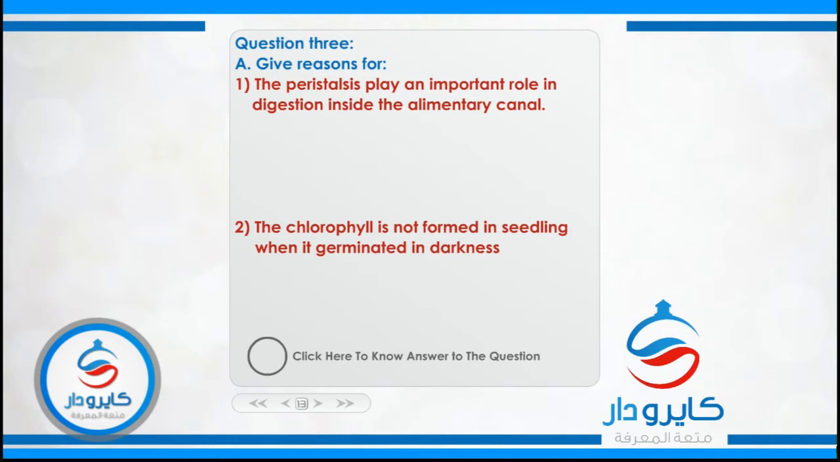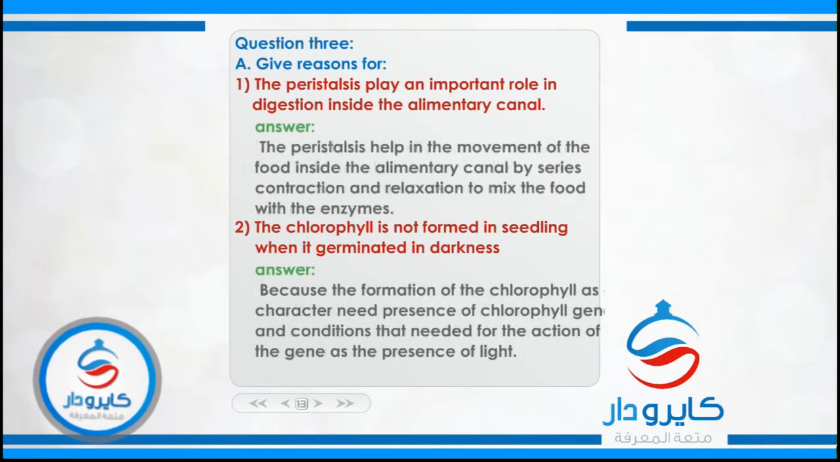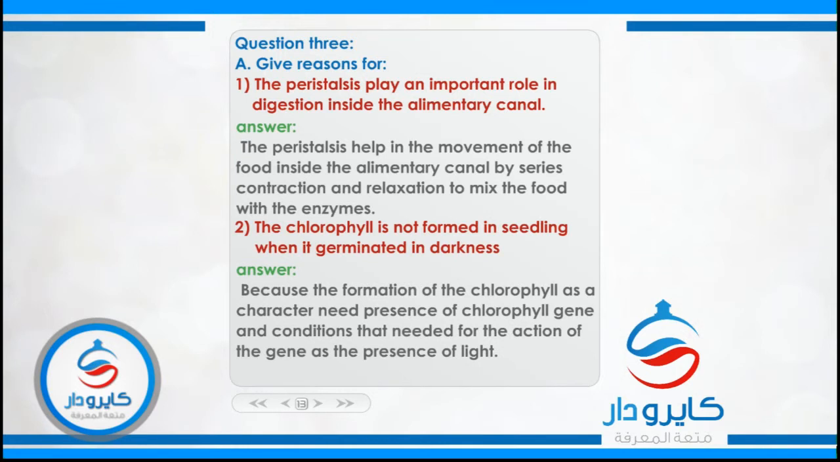But the next question, the chlorophyll is not formed in seedlings when they germinate in darkness. We understand that the formation of the chlorophyll acts as a character, and the character needs the presence of the gene and also the presence of the condition which helps the gene to act. So the chlorophyll gene C capital needs the presence of light, which acts as an environmental condition that stimulates the gene to act. So the gene of the chlorophyll can't act and can't form chlorophyll except in the presence of light, in this case of the chlorophyll gene. The next question.